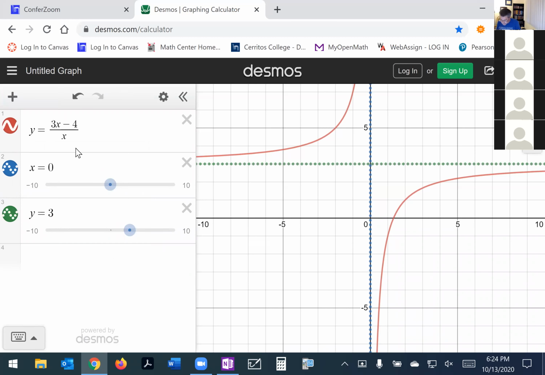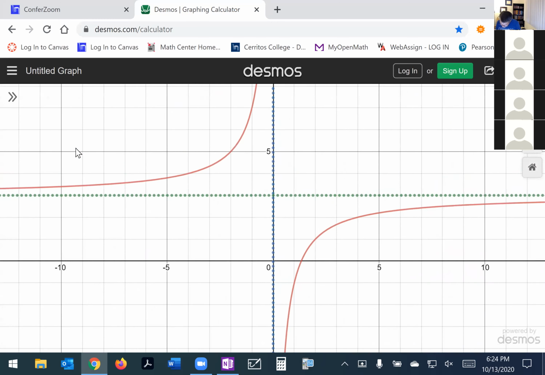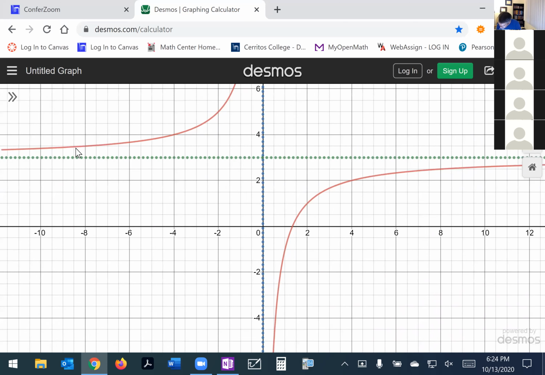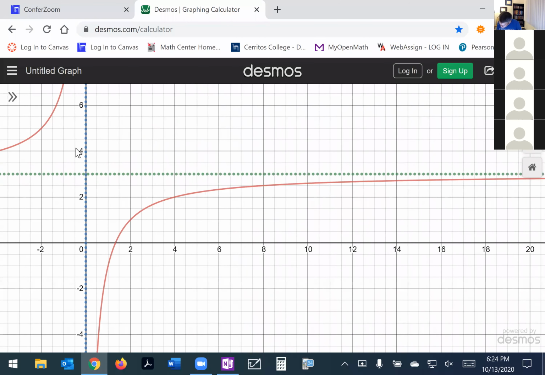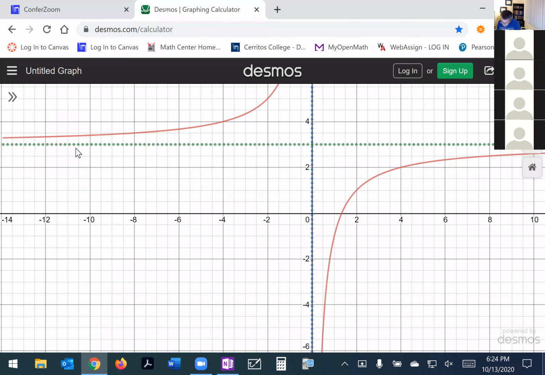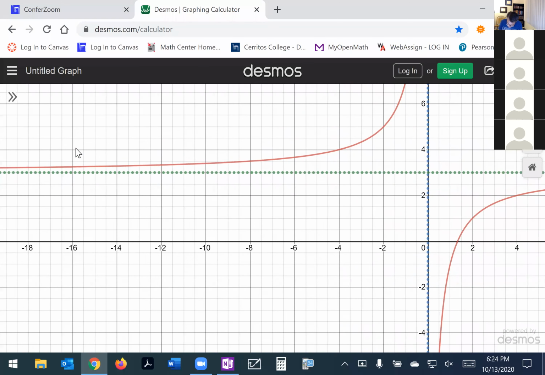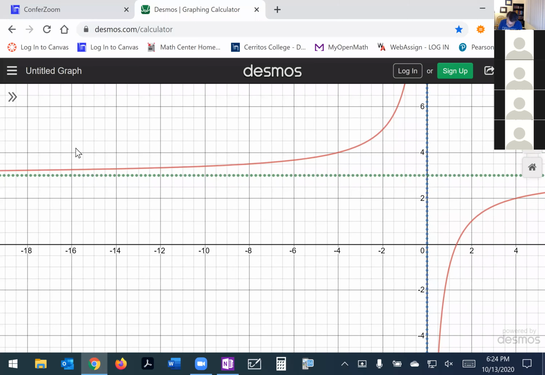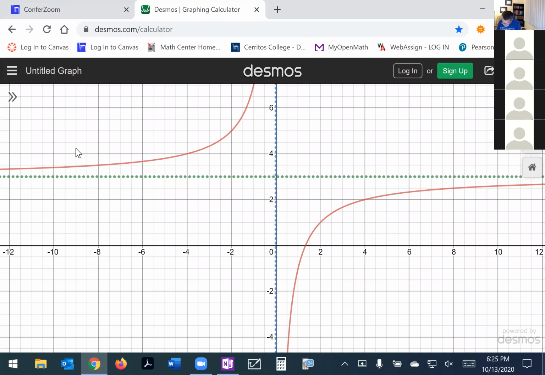Let's see if this makes sense with the graph here. As x goes to infinity, what are we approaching? We're approaching that green line, which is y equals 3. As x goes to negative infinity, we're also approaching that green line, just from above. So that's y equals 3. So yes, we have one horizontal asymptote here.